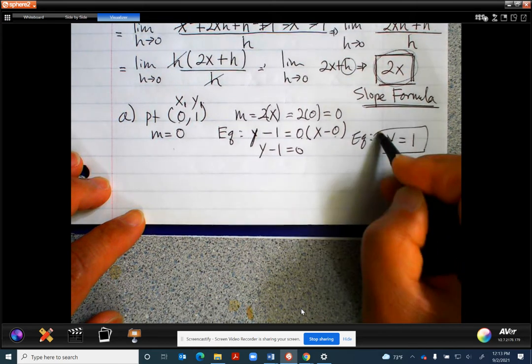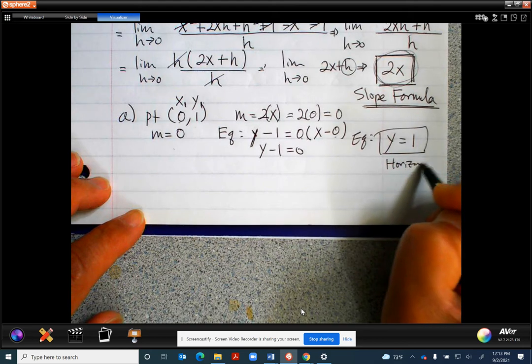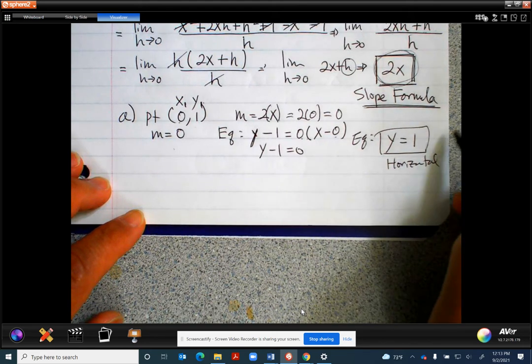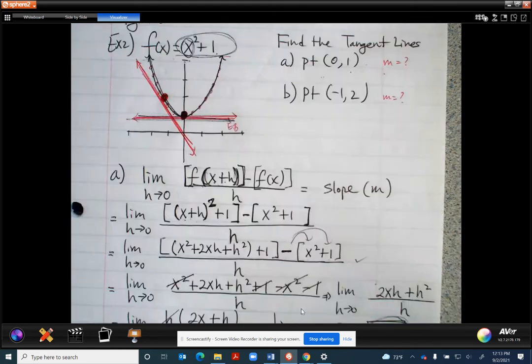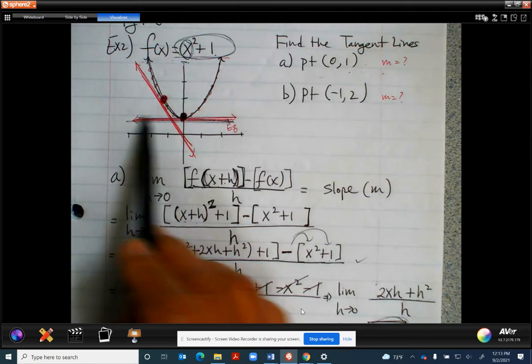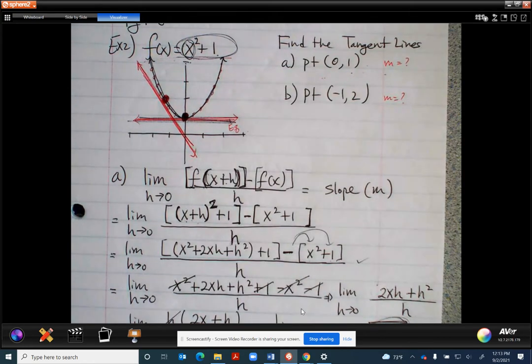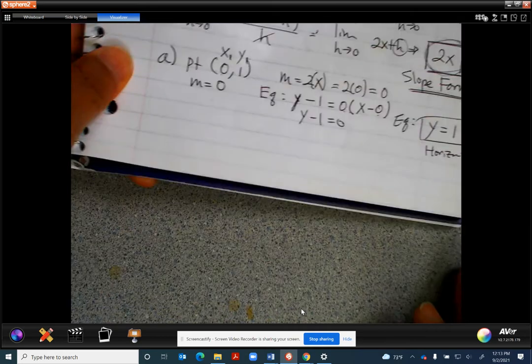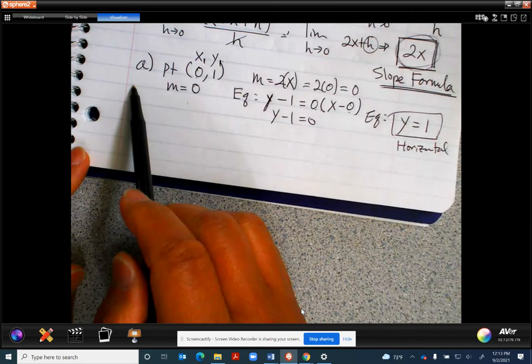Isn't that a horizontal line? This is a horizontal line at what? 1. So does it look like you have a horizontal line at 1? So there it is. So that's your tangent line. We found one of them. All right, so go ahead and copy part A.